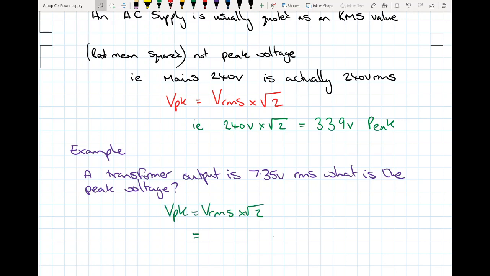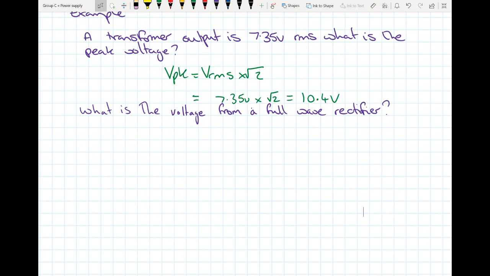So remembering to write down the equation first. We've got 7.35 volts times root 2. Should be expecting a larger value, and we've got 10.4 volts out. If we then follow that on with saying, okay, we've got a full wave rectifier connected to our transformer, what's the output voltage? We've got to take into account the two diodes, so we've got our 10.4 minus the 1.4 volts, because there's two diodes, so that equals 9 volts output. If it's only been a half-wave rectifier, then we've only had to take away 0.7 of a volt.